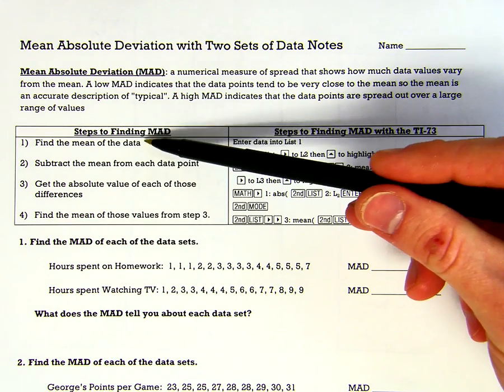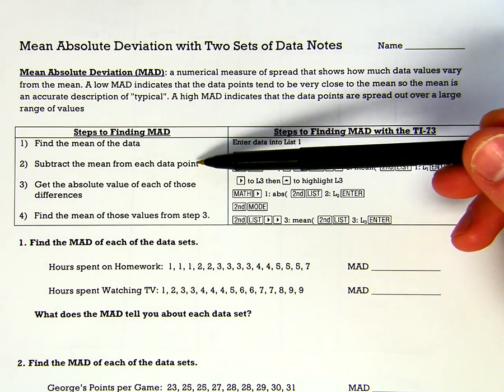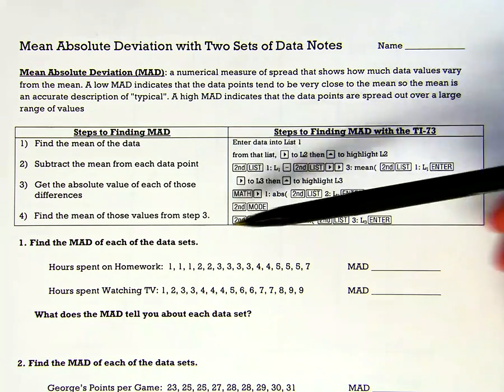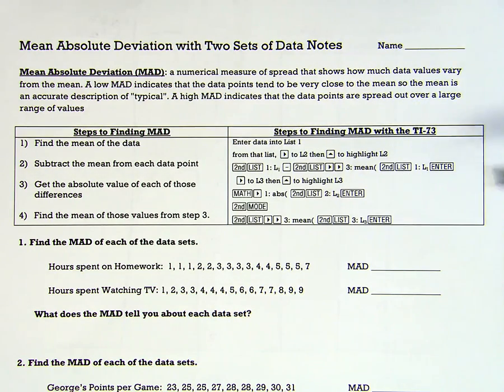So here are the steps to find your mean absolute deviation. First, we're going to find the mean of the data. Then we're going to subtract the mean from each data point. We're going to get the absolute value of each of those differences. And then we're going to find the mean of those values from step 3. Also next to here you can see how to use your TI-73 calculator to solve it. We're not going to do that in this lesson today, but we may do it in class.